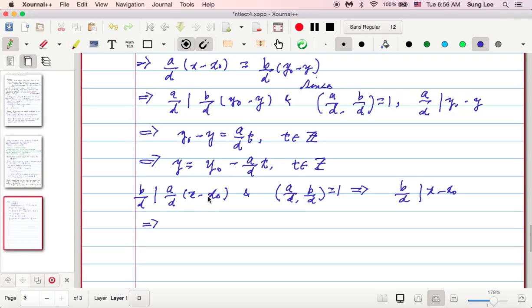Which means that x minus x naught is an integer multiple of b over d. So x minus x naught equals b over d times some integer s, where s is an integer. And that implies, if you solve it for x, x equals x naught plus b over d times s, where s is an integer.